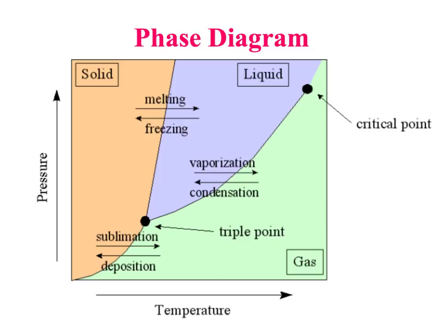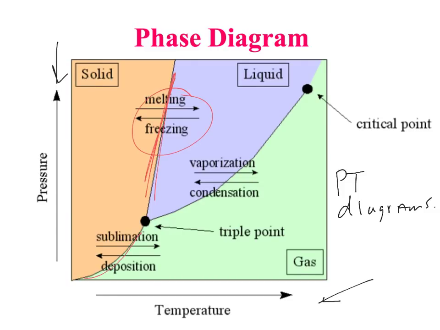Here's a phase diagram for a substance. We can see that pressure is on the y-axis and temperature is on the x-axis. In fact, sometimes they're called PT diagrams or PT graphs. And again, right here, this is the line that separates freezing and melting. This is the line that separates sublimation and deposition. And this line here separates vaporization and condensation.